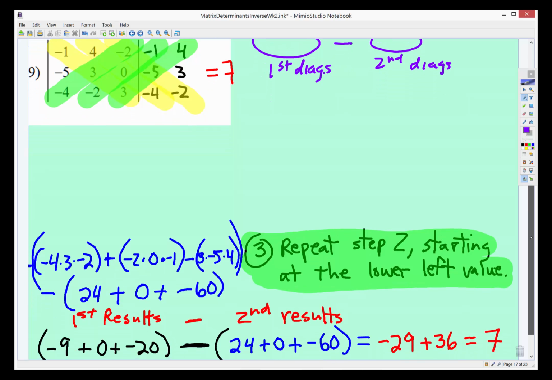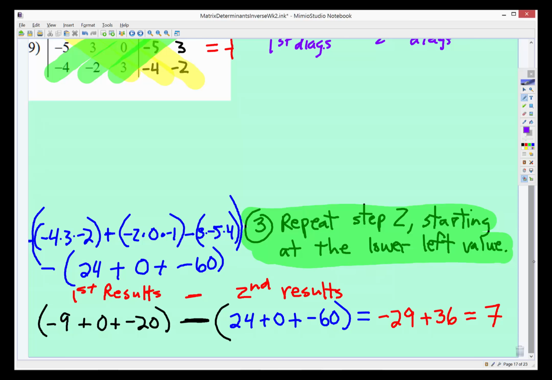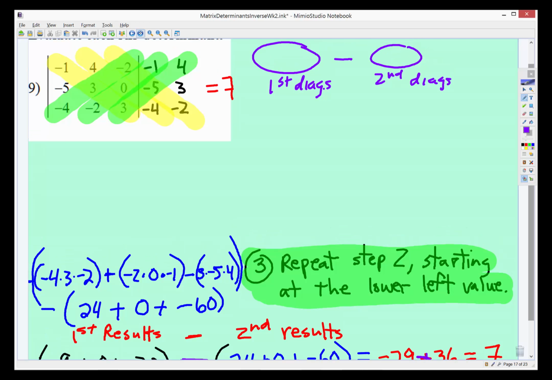So let's see what we did down here. Remember, the first diagonals were right here. The second diagonal results are right here. -9 plus -20 is -29. 24 subtract 60 is -36. But this says subtract. So subtract -36, you would add 36. When you add those together, you get +7. So that's what you do.